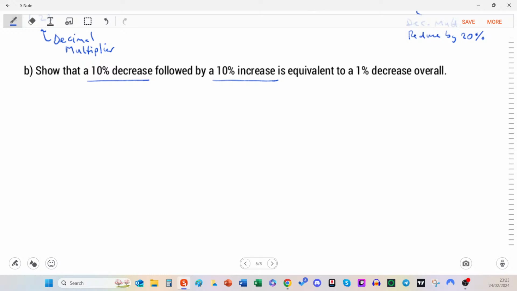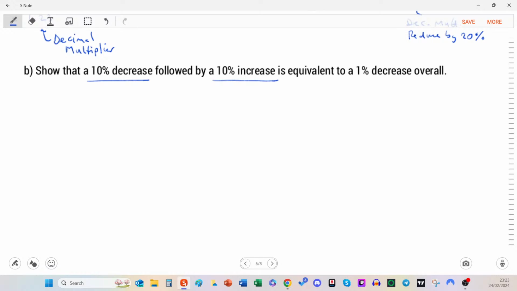The fact of the matter is, if 10% of one amount is increased, then 10% of that new amount is more. Or if it's decreased, 10% of that new amount is less. So you're going to take off 10%, and then you're going to find 10% and add it on. It's slightly less.